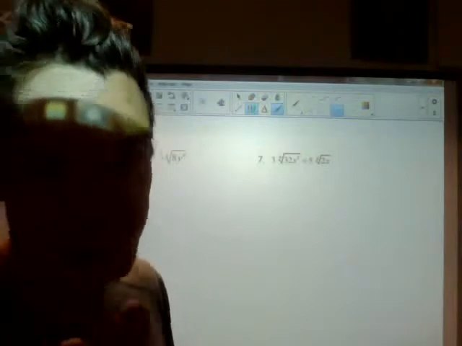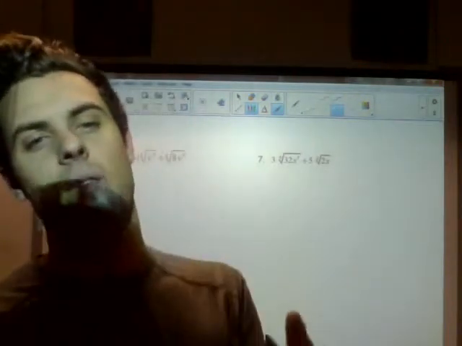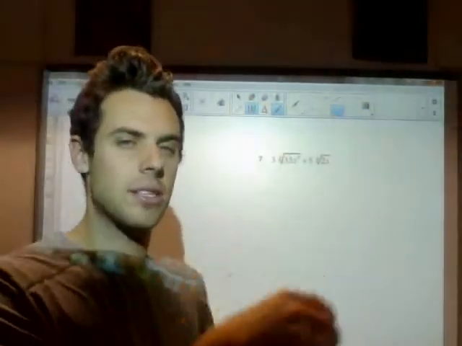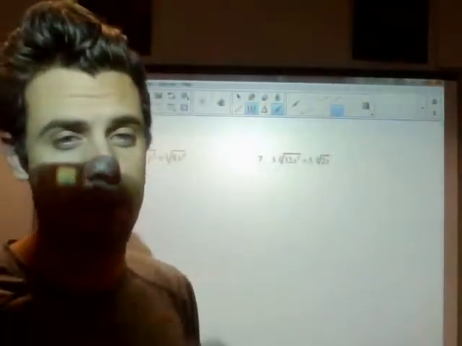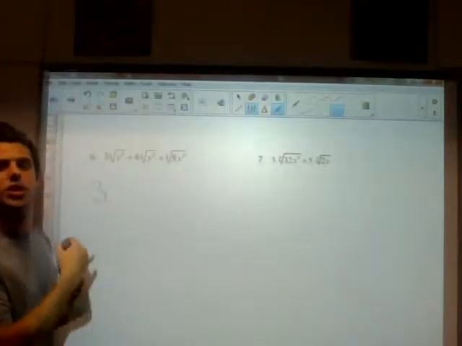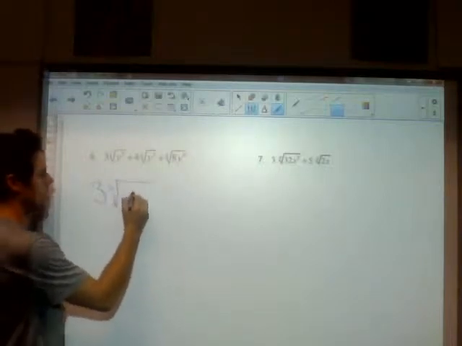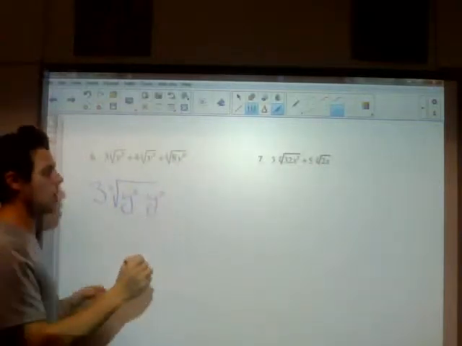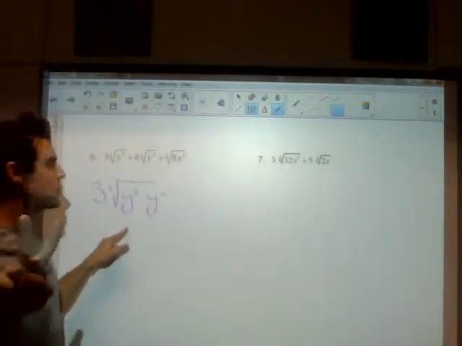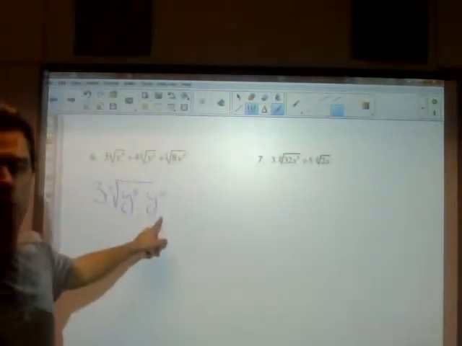It's the cube root. It's 3 times the cube root of the y to the 5th, so I need to fix y to the 5th so it looks like something cubed. I'm looking for 3 of something. Let's rewrite it as 3 times the cube root of y cubed times y squared. Why did I rewrite y to the 5th as y cubed times y squared?